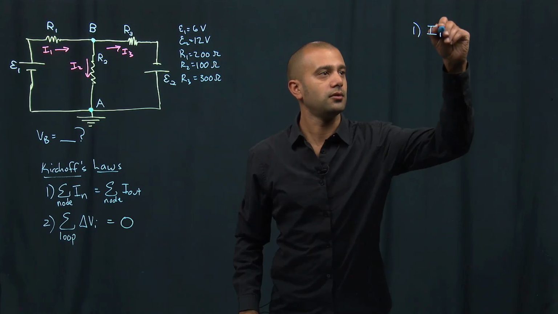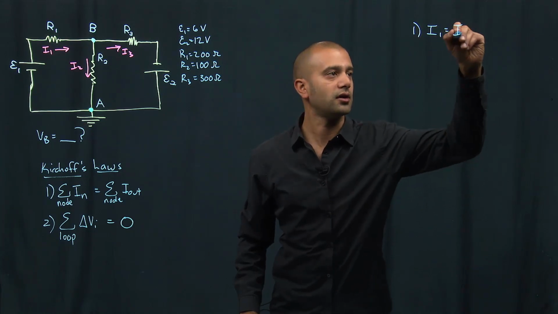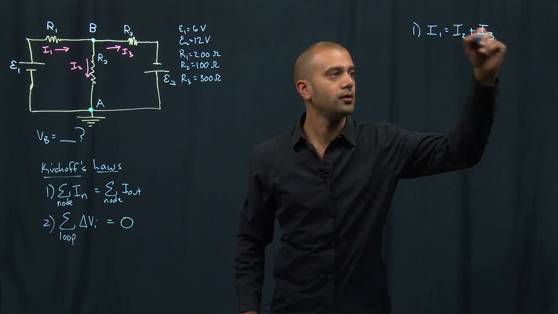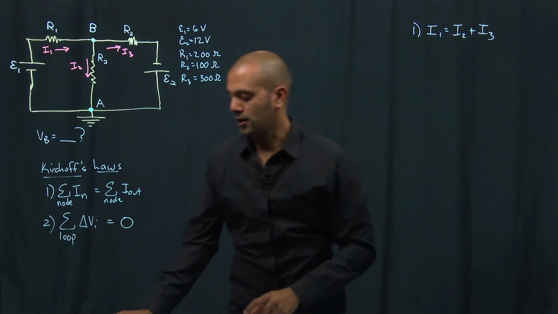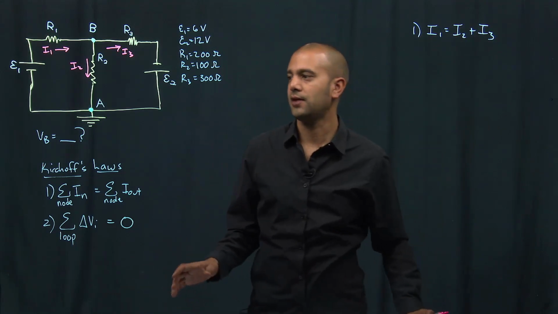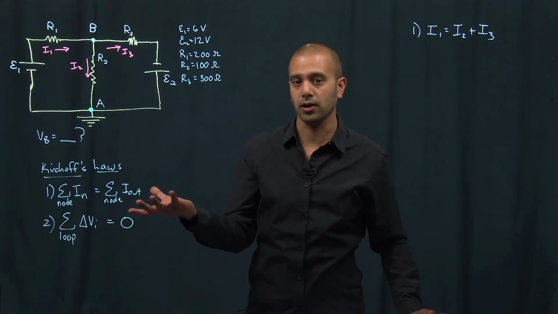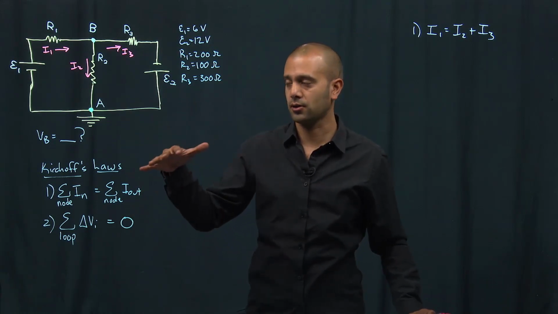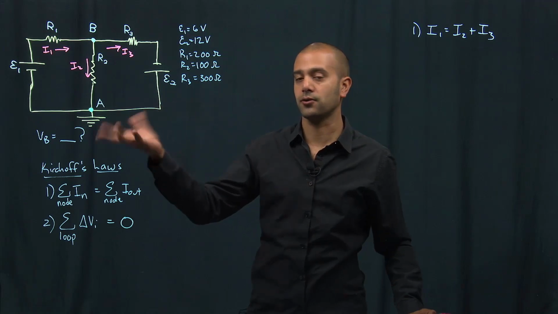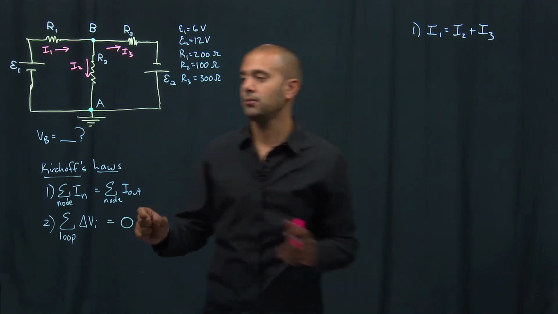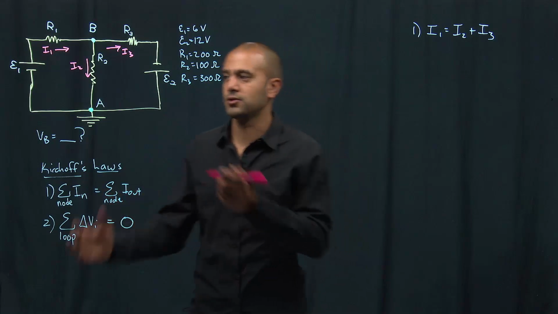So that equation reads I1 equals I2 plus I3. Current in equals the current out. And now when you want to apply Kirchhoff's loop rule, you have to first define which direction your loop is pointing in. You can choose either clockwise or counterclockwise, and that direction is not critical. It doesn't really matter which way you do it, but you do have to write it down so you're clear on which way you're moving.